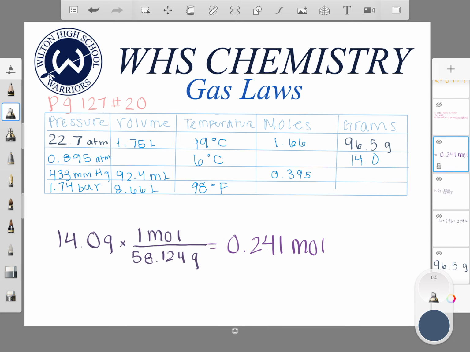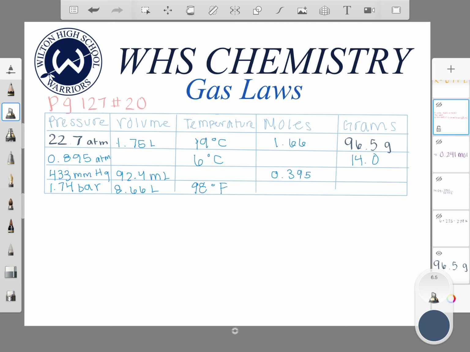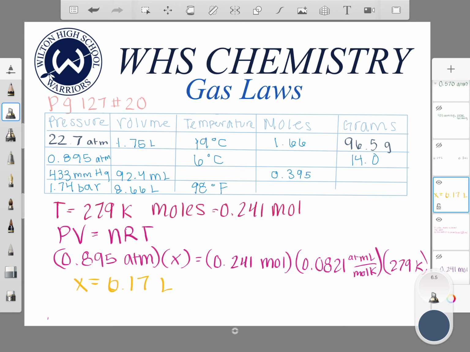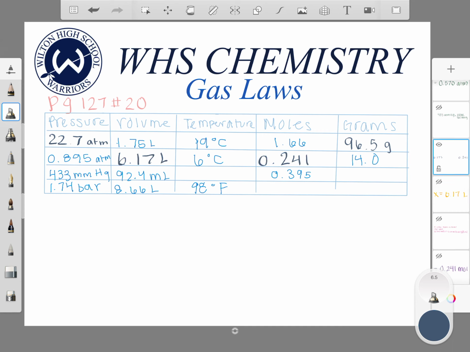Alright, so let me just get this out of the way. And so we know that the temperature is 279 Kelvin, the moles is 0.241 moles, and then we're going to plug into PV equals nRT, and again, just solve for X, and X equals 6.17 liters. So I'm just going to fill in these two boxes and get rid of this.